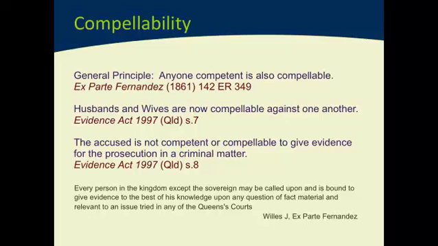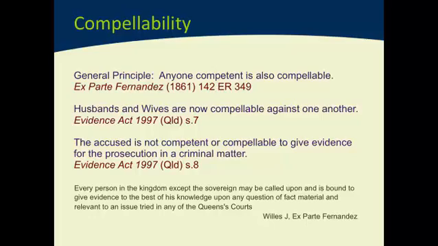Once upon a time, husbands and wives were not compellable against one another. So if a husband committed an offence and the wife could give evidence about the nature of that offence, the wife could not be compelled to give that evidence. If she chose to remain silent, she was entitled to remain silent. You will find people who still believe that that is the law. It is no longer the law in Queensland. Section 7 of the Evidence Act is very clear about the fact that husbands and wives are now compellable against one another. The only person who's competent but not compellable is the accused.